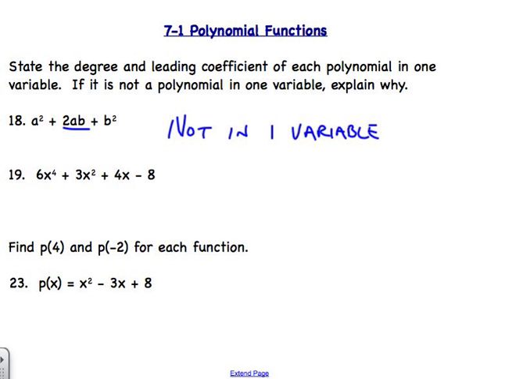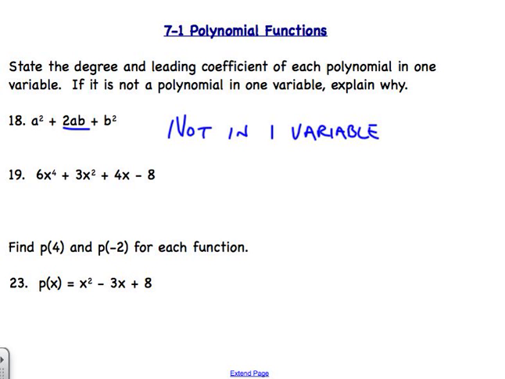When you look at number 19, we just have one variable, x. It's 6x to the fourth, 3x squared, 4x, and then the constant 8. Since there's just one variable, we can talk about the degree and the leading coefficient of that polynomial.